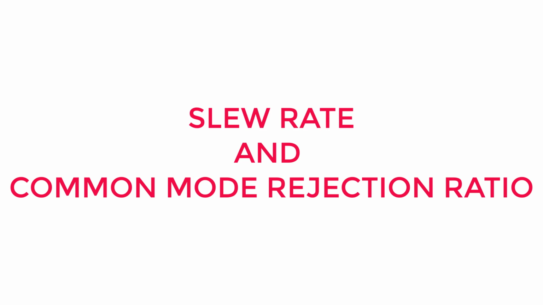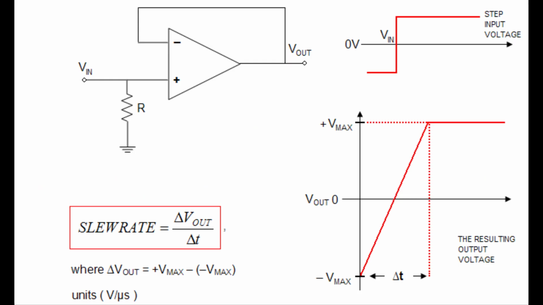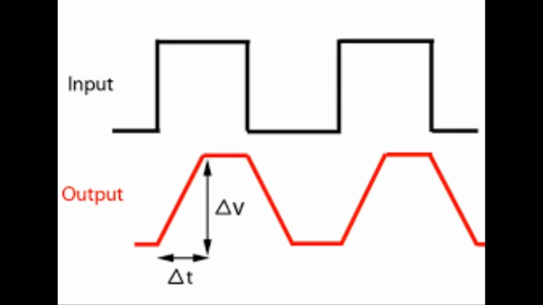ratio. I am just explaining the basics of these characteristics in this video. I will be making a separate video covering this topic in the coming videos. Now let us learn about slew rate. Slew rate of any operational amplifier is defined as the rate of change in output voltage due to a step change in input voltage. It is also defined as how fast the op-amp is able to respond to the input voltage.